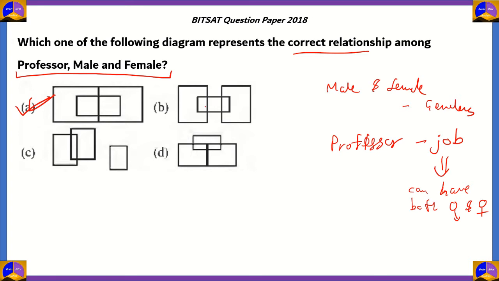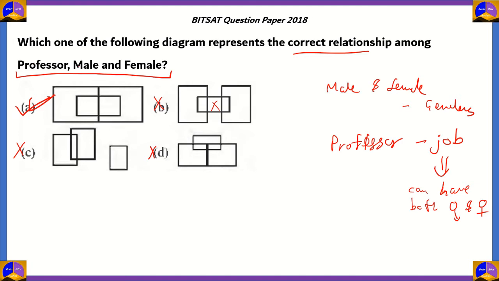In B, it says that there are some males who are professors, there are some females who are professors, and there are some who do not belong to either of them, which is incorrect. And in option C, it says that professors are completely different from males and females, which is also incorrect. And in option D, again, it exhibits something similar to option B, so that also is incorrect.